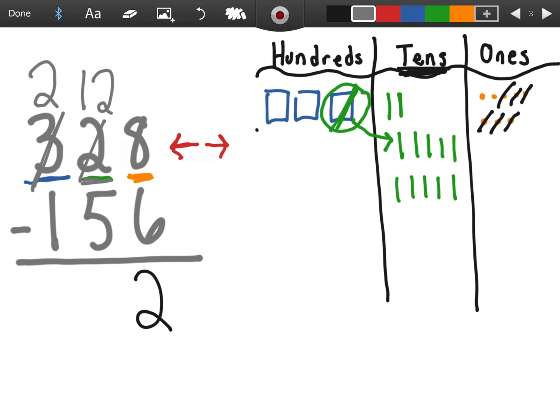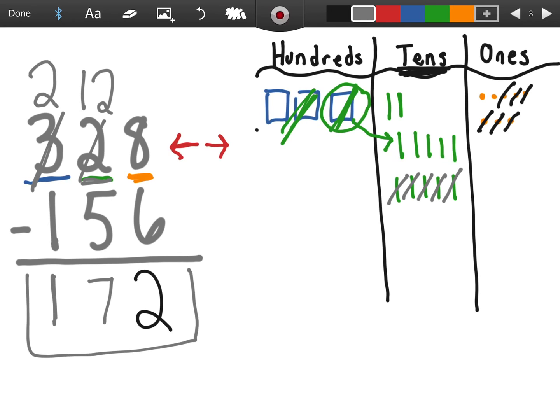So, second graders, if we have 12 tens and we want to take away 5, we can go over here and cross out 1, 2, 3, 4, 5, leaving us with 7 tens. And then if we go to the hundreds place and we have 2 hundreds left over and we want to take away 1, that leaves us with just 100. We go ahead and put that down here. So the difference of this subtraction problem is 172. And we were able to regroup using the hundreds and tens.